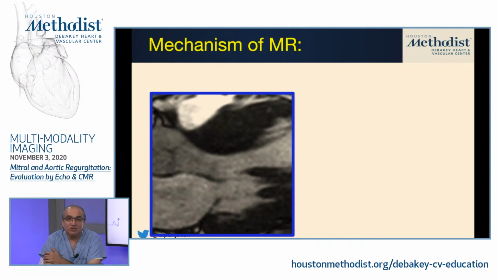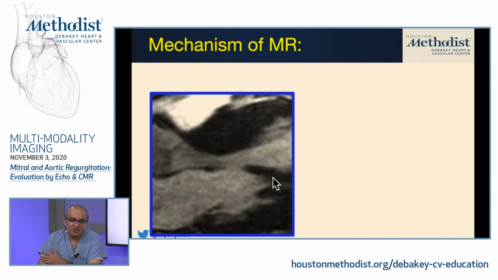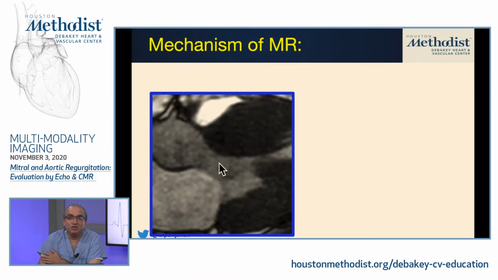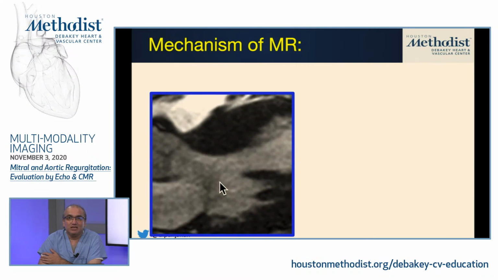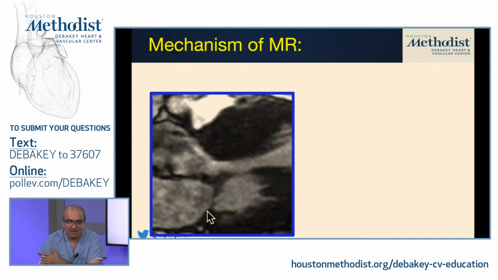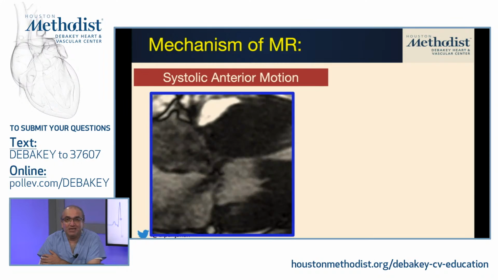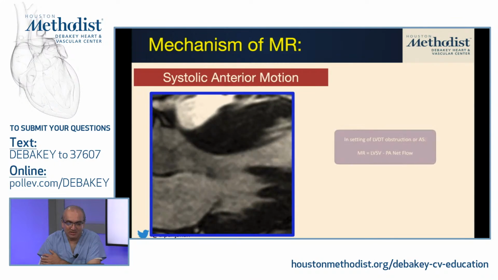Now, here's another case, and this is a case where you can see there's actually systolic turbulence in the left ventricular outflow tract. There's systolic anterior motion of the anterior mitral leaflet, resulting in a posteriorly directed jet of mitral regurgitation. So this is a SAM-mediated mitral regurgitation jet.